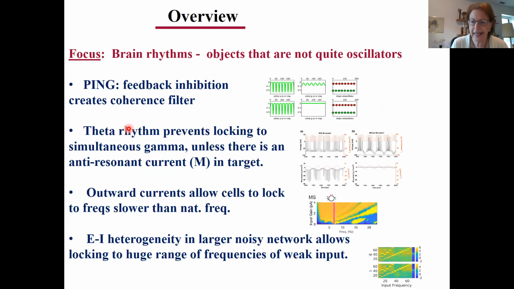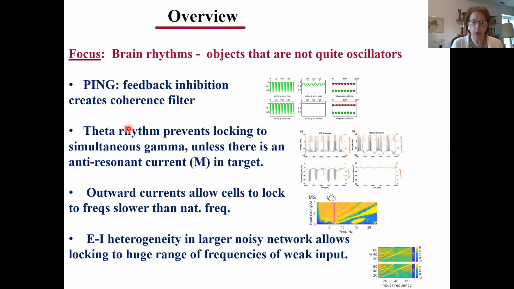Okay, I'm now going to tell you what I said and then the takeaways. So the focus of the talk was that brain rhythms are not quite oscillators. They produce oscillatory power, but they're not what we would call standard oscillators. They're not regular, they're squishy. And I gave you 4 examples of what these squishy objects can do. The first one was about PING. It's just a simple EI network and how it creates a coherence filter that, using feedback inhibition, locks out inputs that are not as coherent.